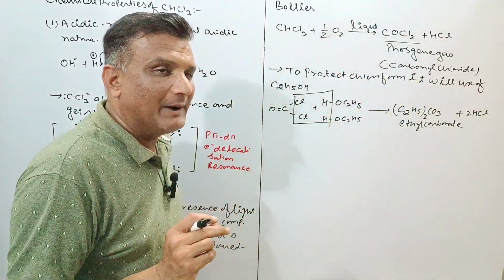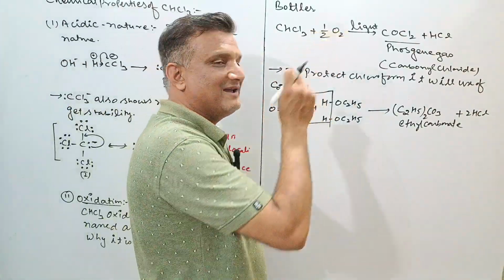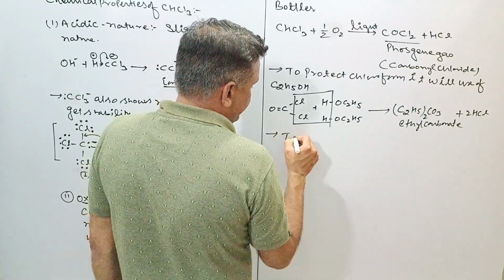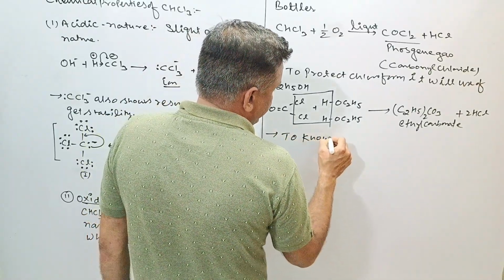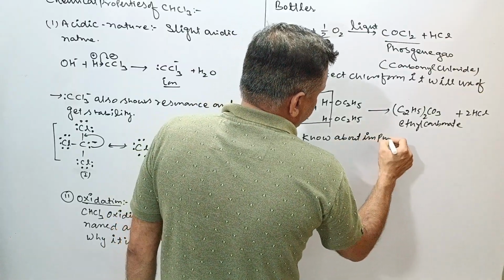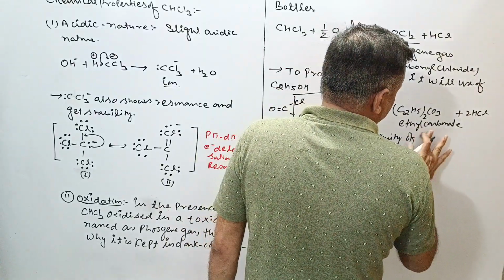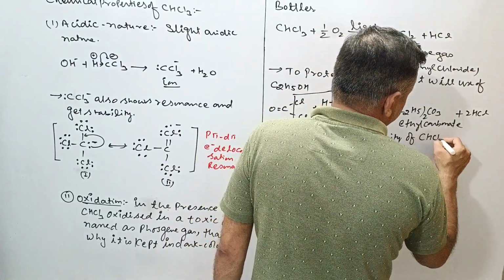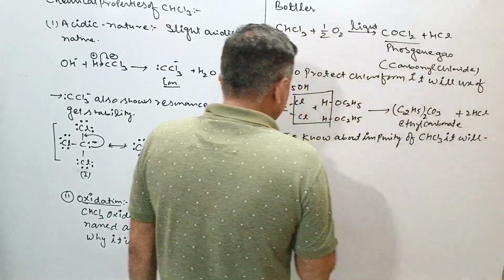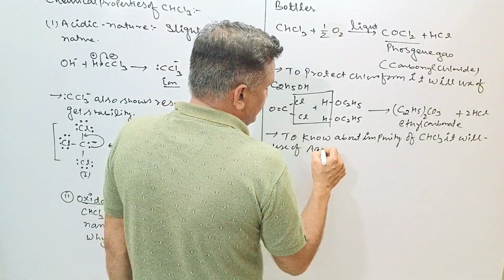If you want to know about the impurity of the chloroform, that in particular it has been oxidized, how do we find this out? So to know about the impurity of CHCl3 chloroform, we will use AgNO3 solution.